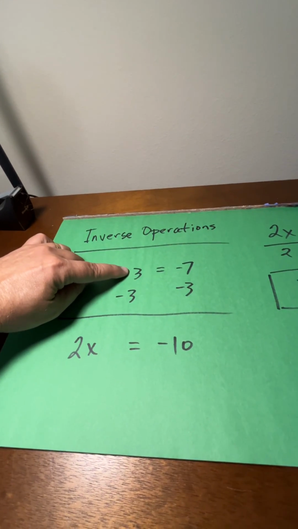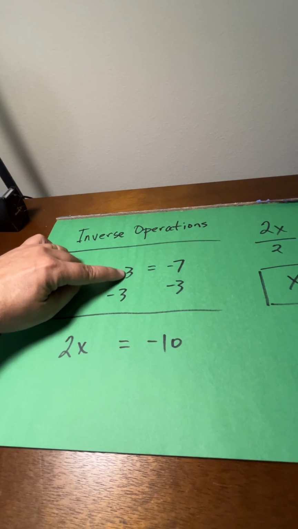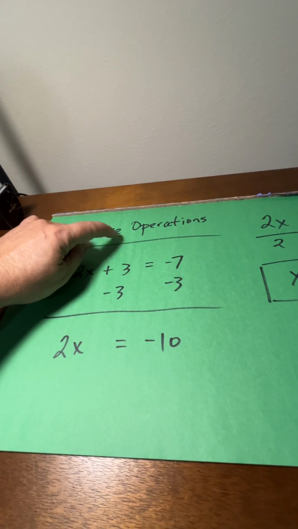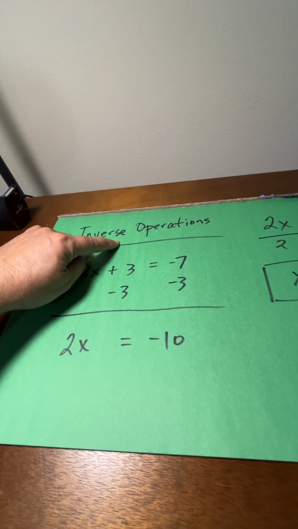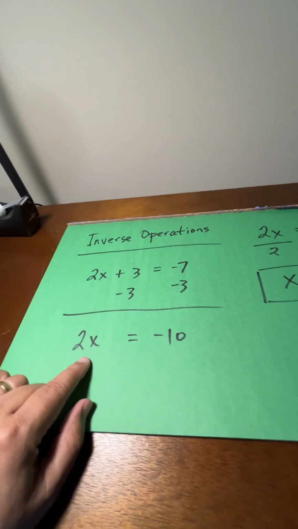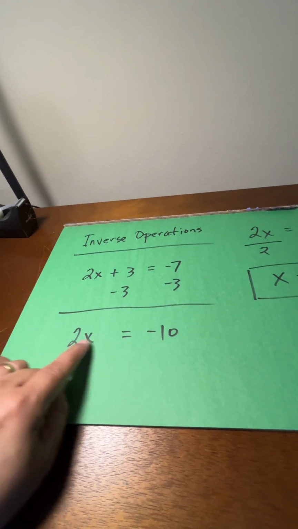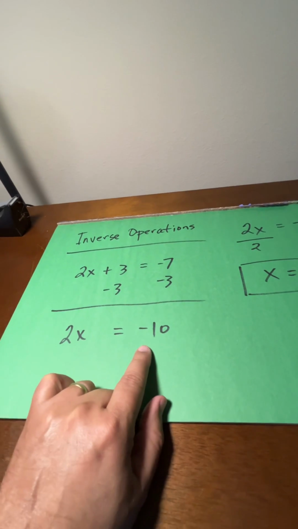Now, +3 and -3 cancel one another out because they are inverse operations from one another. So these cancel, and that gives you 2x from here. And then when we add these two together, you get -10.